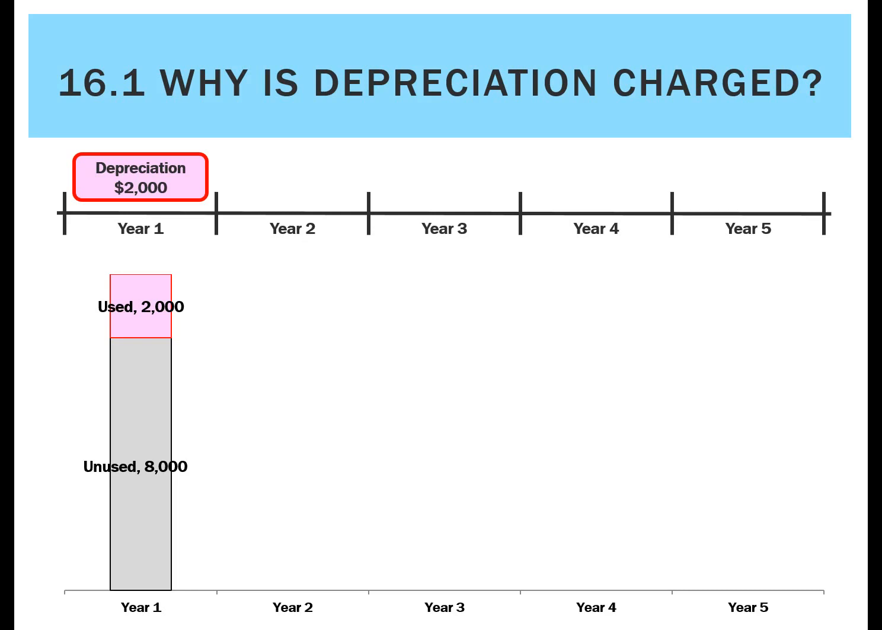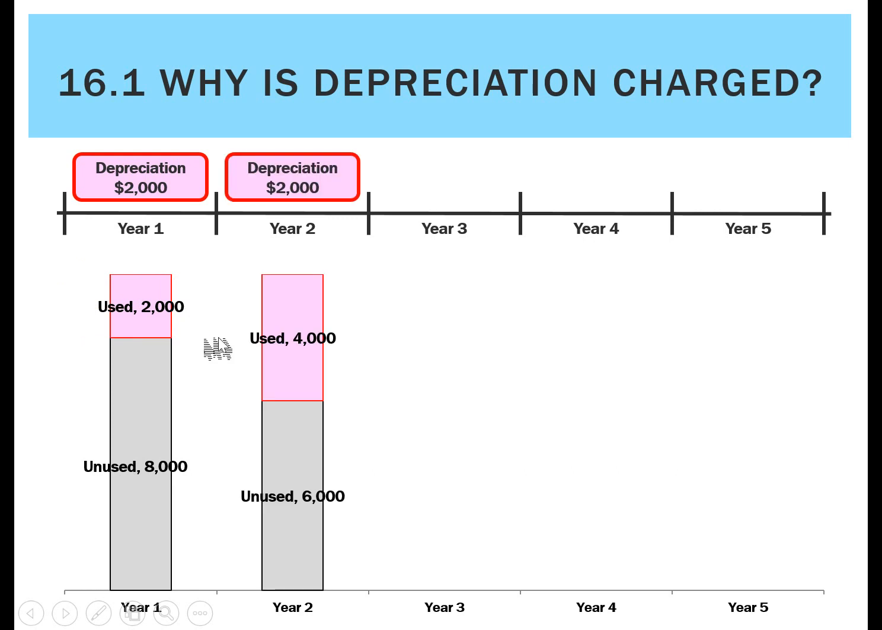So looking at that as a graph, it all comes down to economic benefits. After 1 year, we've used $2,000 of economic benefits, and that must mean there's $8,000 that are unused. So that bar here, if these economic benefits are unused, represents an asset. If economic benefits will be consumed in the future, that's going to be an asset. The part that's already been used up, the consumed economic benefits this period, represents an expense.